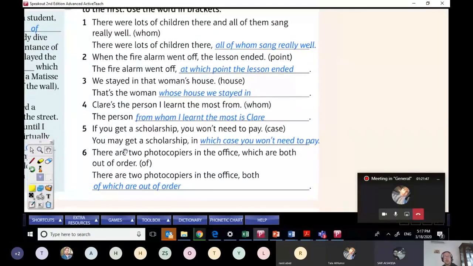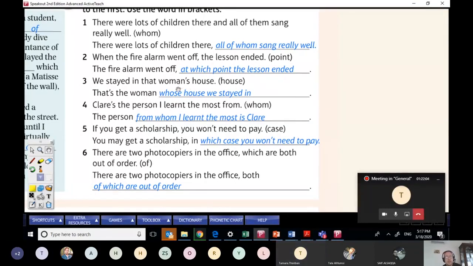Who wants to read number two for us? When the alarm went off, the lesson ended. Good. Whoever said I can, go ahead. We stayed in the woman's house. That's the woman whose house we stayed in. Good. So we did number three. And notice because they had the possessive here, the house belongs to the woman. That's why they used whose here, because whose is the possessive form of the pronouns.